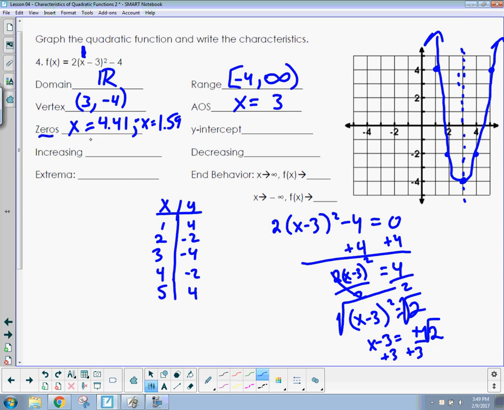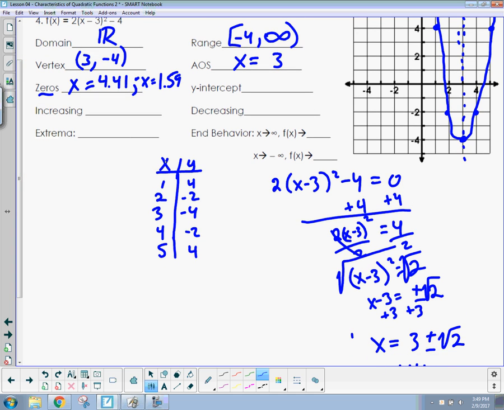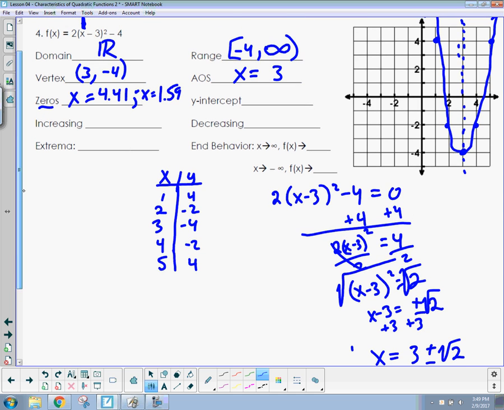Y-intercept, or crosses the y-axis. Oh my gosh. I don't even know that. Well, that's when x equals 0. So I'm going to come over here in my equation. 2, 0 minus 3 squared, and I'm just going to work it out. Negative 3 squared is 9. 2 times 9 is 18, minus 4, 14. All right, 14, and remember the x needs to be 0.